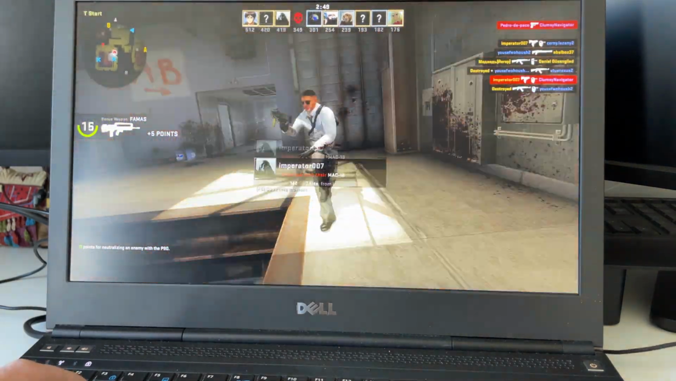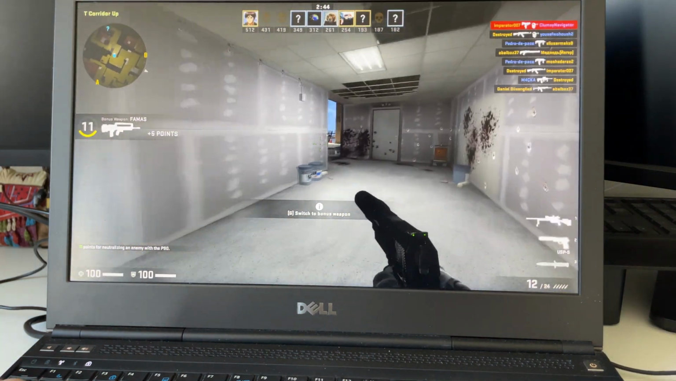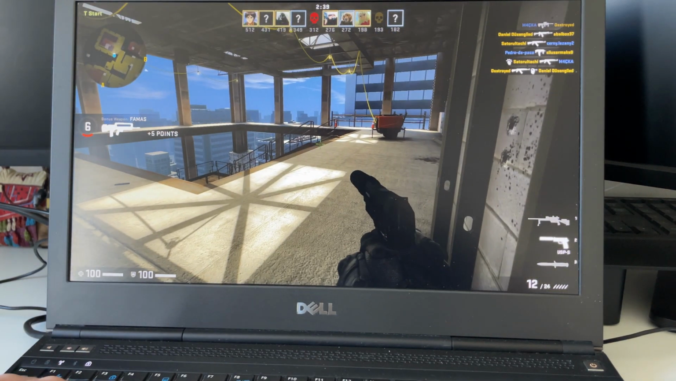Unfortunately, the overlay for showing the FPS didn't work in this game, and for that reason you can't really see, but I would guess that the frame rate is around 40 to 50 frames per second.